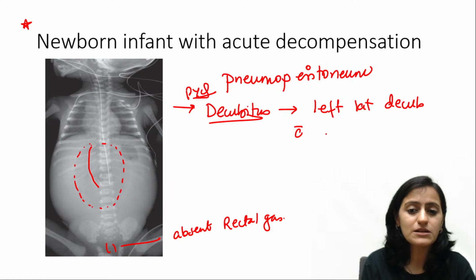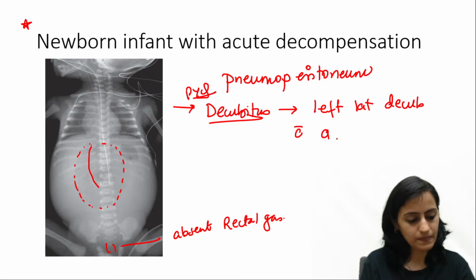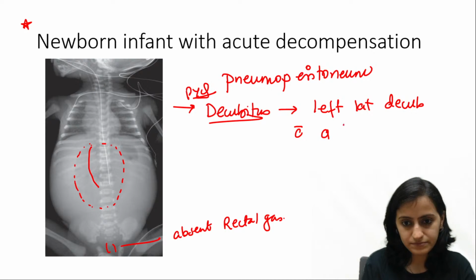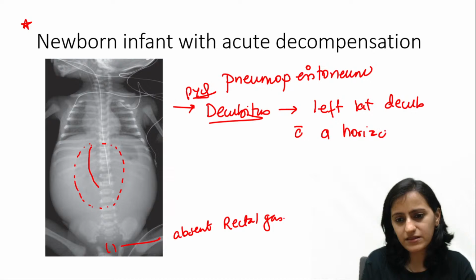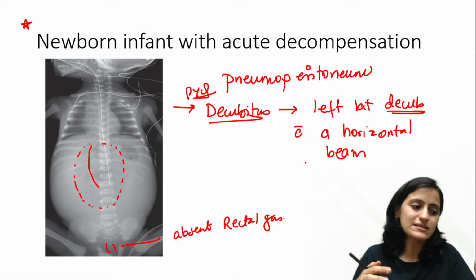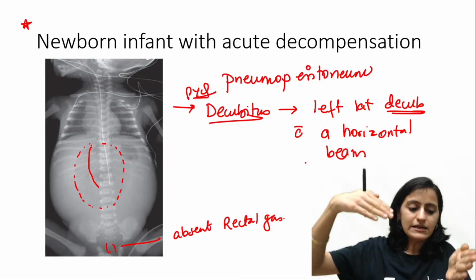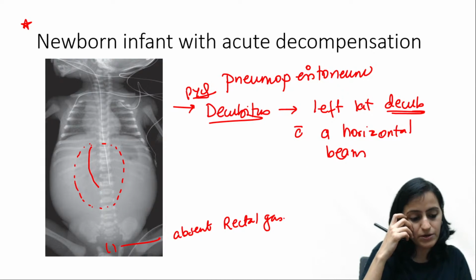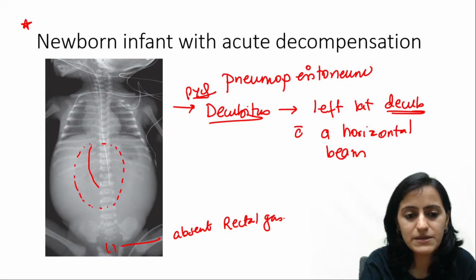With a horizontal beam or a vertical beam? With a horizontal beam of X-ray. Always with decubitus, the X-ray beam comes horizontal. If the patient is like this, horizontal beam, not the vertical beam. Okay, remember, always it's your horizontal beam.